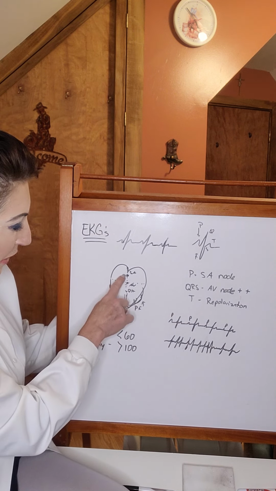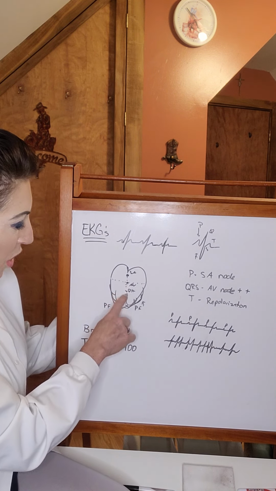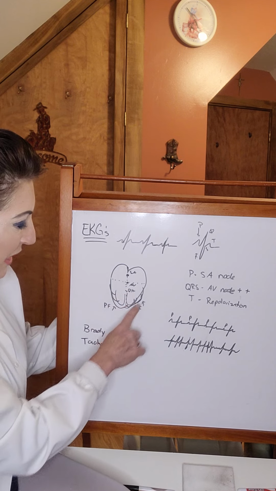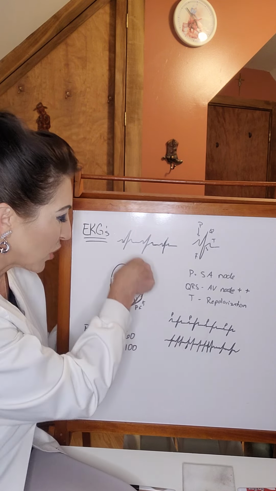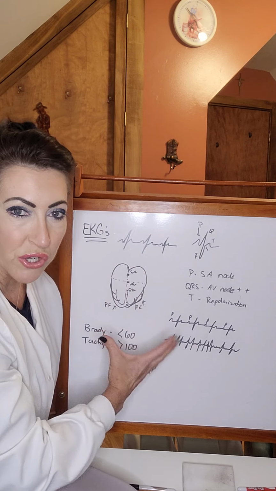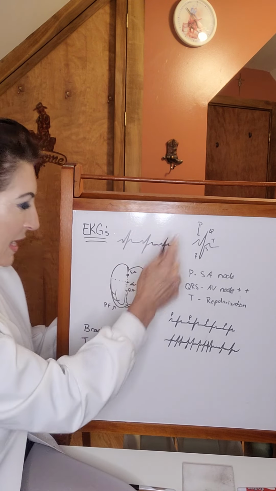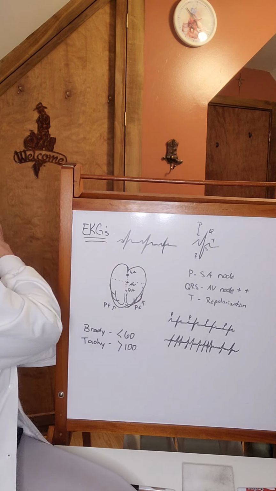So the SA node firing at top, sending that message to the AV node, jumping to the bundle of His, and then through the Purkinje fibers, allowing that to contract and spit that blood out of the atriums, through those valves, into the ventricles, and then the ventricles will compress and send those out to those arteries.